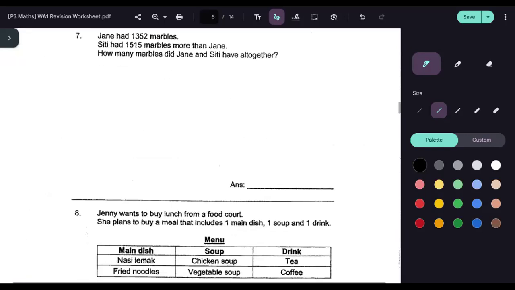This one. Jane had 1352 marbles. Let's say Jane and Siti. Jane had 1352, so let's imagine this is 1352.